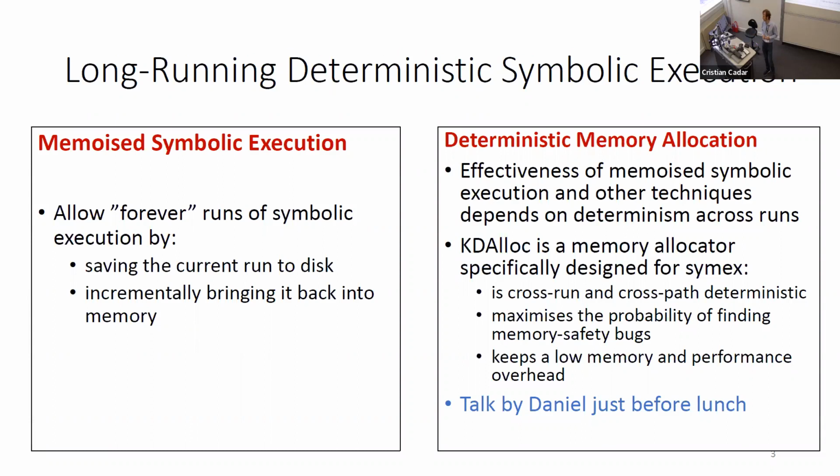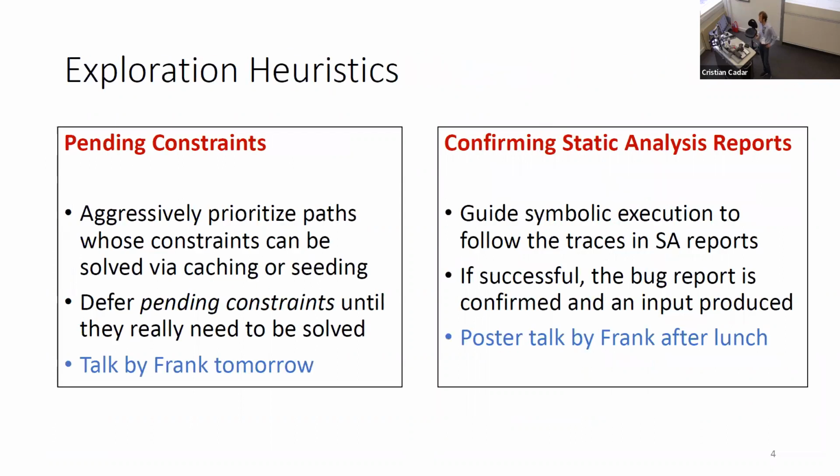And then we have a project on deterministic memory allocation, which benefits several techniques, including memoized symbolic execution. We have built a memory allocator specifically designed for symbolic execution, which is both cross-run and cross-path deterministic, also maximizes the probability of finding certain types of memory bugs, and keeps a low memory and performance overhead. We will have a talk by Daniel shortly coming just before lunch.